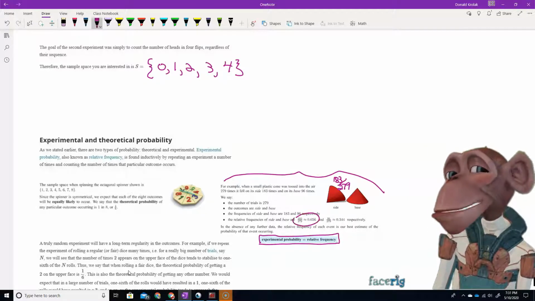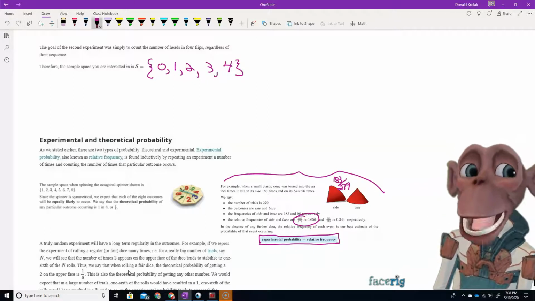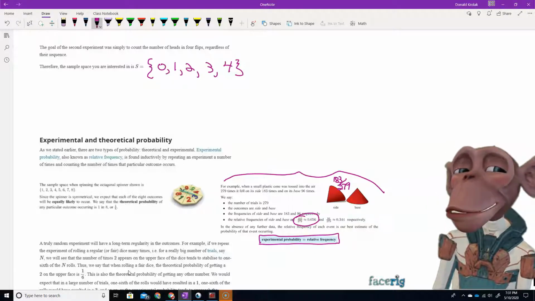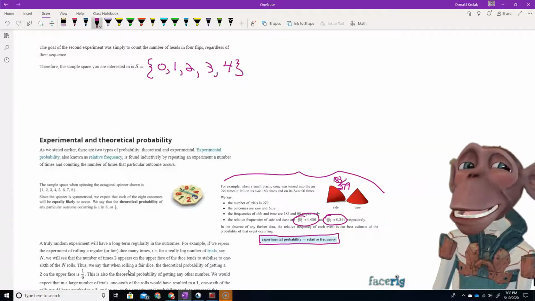So for landing on its side, it would be about 65.6%, and landing on its base was 96 out of that 279, so 34.4%.